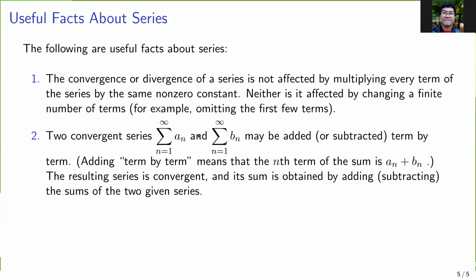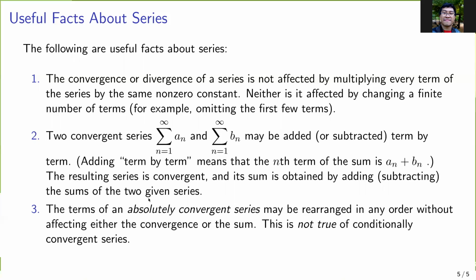Two convergent series, sum of a_n and sum of b_n, may be added or subtracted term by term. What it means is that if you have this series plus this series, that's just equivalent to a series of a_n plus b_n. The resulting series is convergent and its sum is obtained by adding or subtracting the sums of the two given series. The terms of an absolutely convergent series may be rearranged in any order without affecting either the convergence or the sum. However, we know from the previous slide that this is not true for conditionally convergent series.